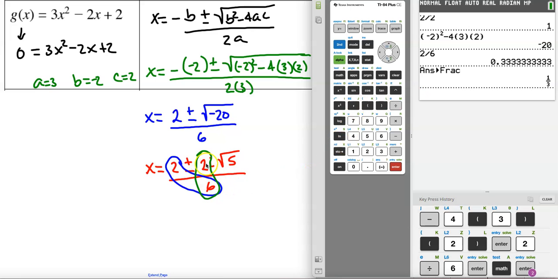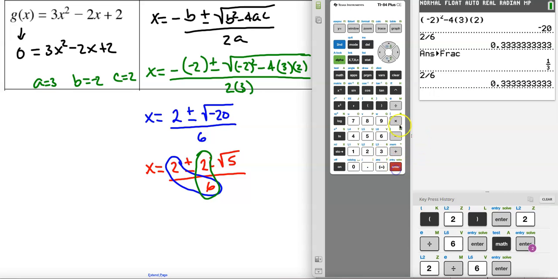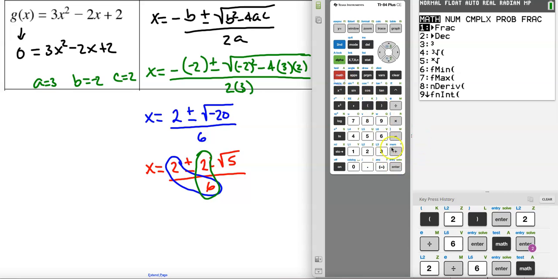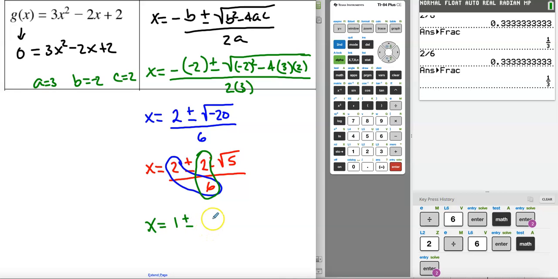Quite naturally, 2 divided by 6 again is going to give me the same thing. I change it into a fraction, which is 1/3. So therefore, x is equal to 1/3 plus or minus 1 again, but it's 1 times i, and then times the square root of 5.